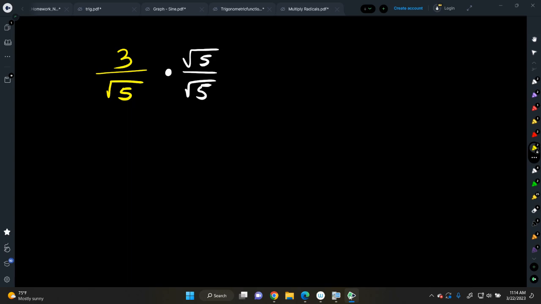Okay, so when we multiply fractions, what do we do? We go straight across. When we multiply fractions, we go straight across the top, straight across the bottom. What is 3 times the square root of 5? Dominic, what's 3 times the square root of 5?